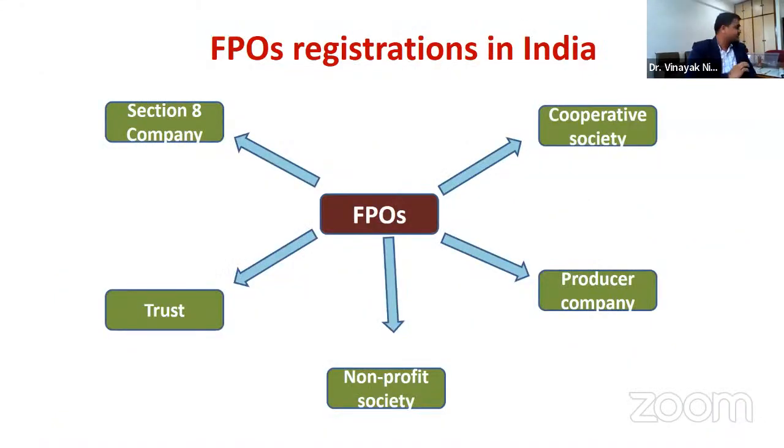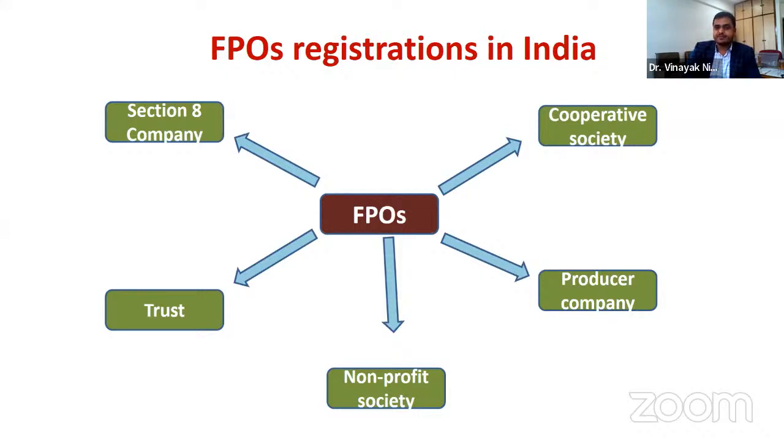Regarding registration of FPOs, if anyone wants to form an FPO, how can they do this? Farmer producers organizations can be formed under different acts, and based on that there is a typology. Cooperative society and producer company are the major chunk that producers organizations belong to. We'll see them in detail, but the remaining three are non-profit society, trust, and Section 8 company. These are the five ways we can form a farmer producers organization.